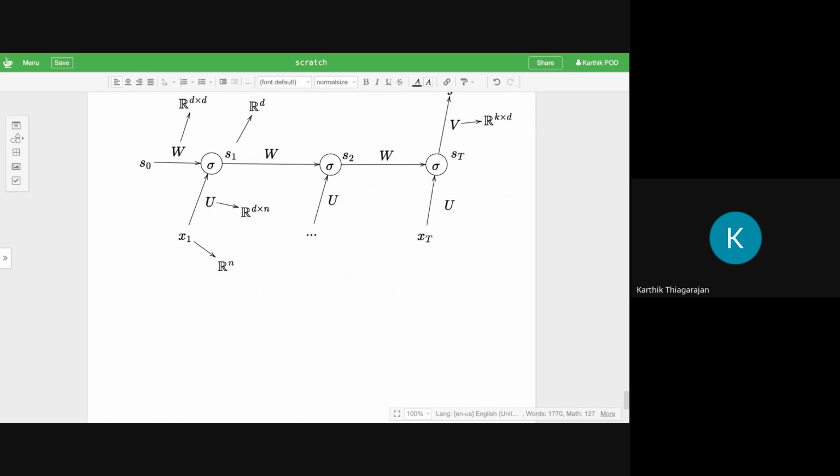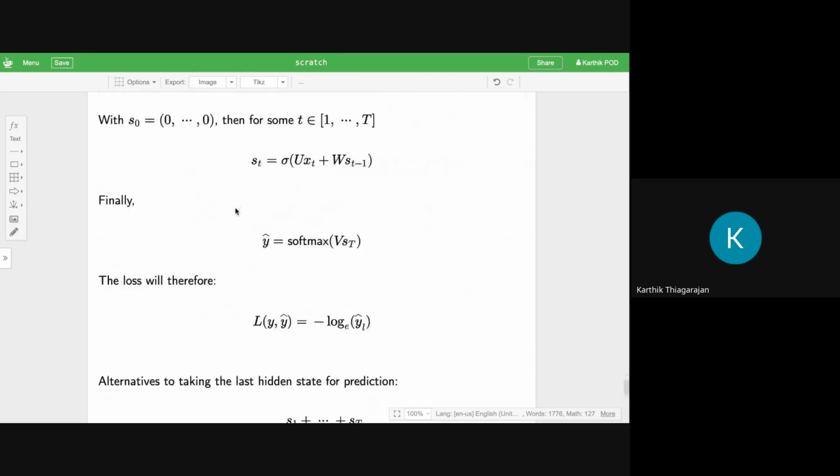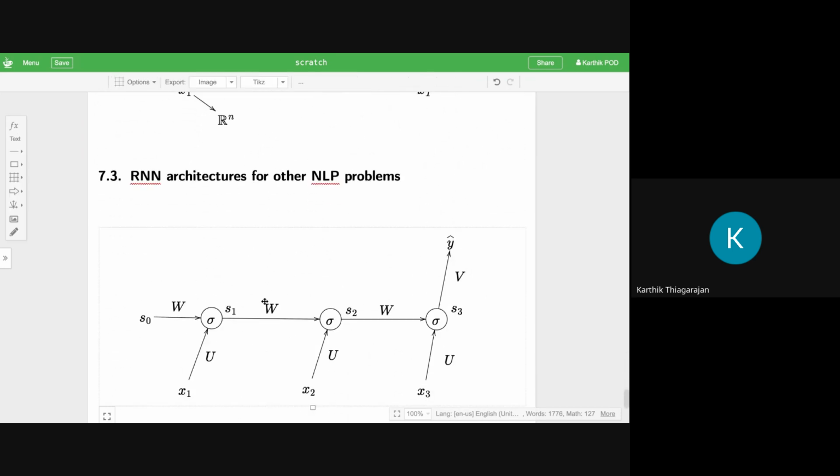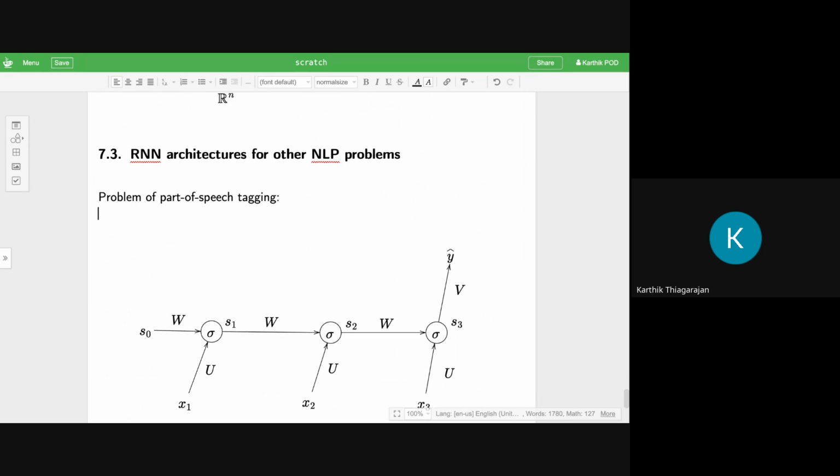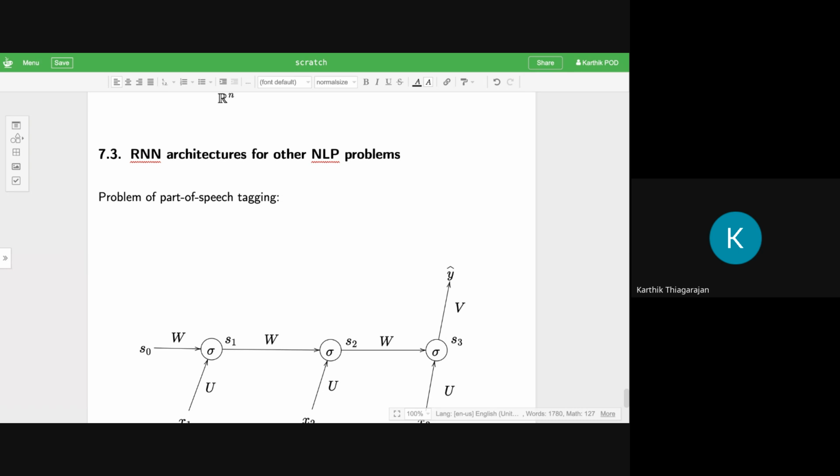So what we'll do is consider RNN architectures for other NLP problems where things are not so straightforward. Now consider this problem of what is called part of speech tagging. This is an interesting problem in NLP where, let's say, you have a sentence: a beautiful flower. Okay, this is a sentence.